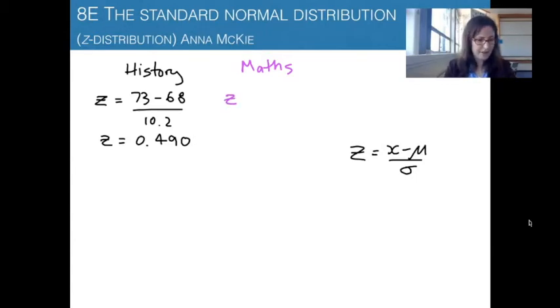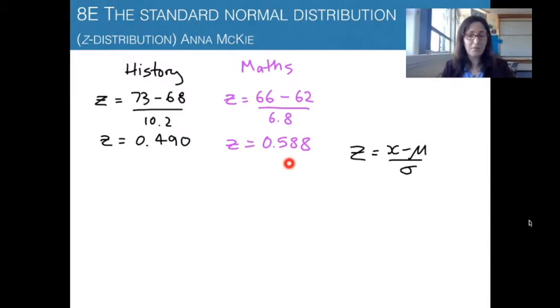For maths, her Z score is, she got 66% for maths. You subtract off the maths mean of 62, divide by the maths standard deviation of 6.8, and that leaves us with 0.588. So what can you observe there? That her Z score for maths is higher, even though her percentage was lower for the maths test than it was for the history test. In comparison to the rest of the class, her score there is better than her score in the history class. Partly because the maths mean was 62, which was lower, but also the standard deviation is smaller, so the scores are less spread out.